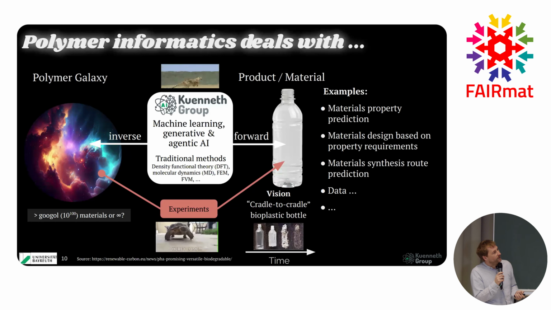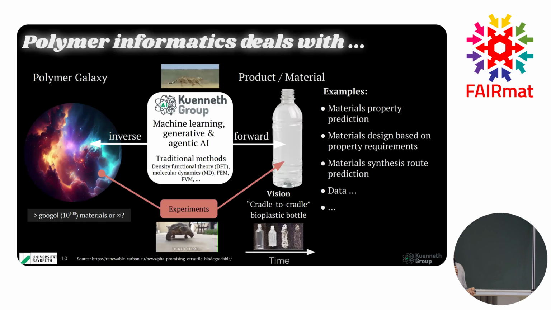Usually we have these slow experimental approaches to finding such a material. This is where my group comes in. We use machine learning, generative, and agentic AI, and also to some extent more traditional methods like DFT and MD, but mostly for producing data to train machine learning models, to solve this problem in a forward and an inverse way. First of all, we do a lot of polymer property prediction models. We have as an input a chemical structure or material structure, and as an output, we get TG or any other property that we want to predict.